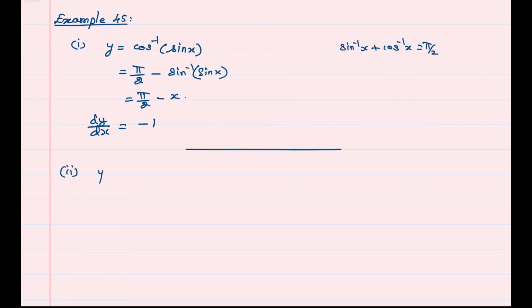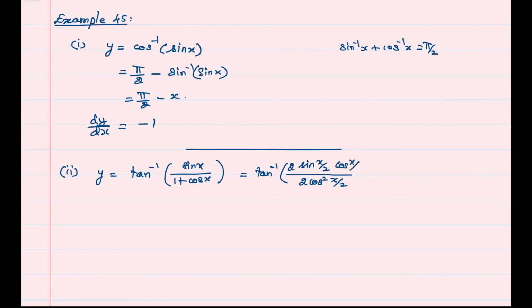Second subdivision, y is tan inverse of sin x upon 1 plus cos x. Here also we have an inverse trigonometric function outside and a big expression. Let us simplify this expression. 1 plus cos x is 2 cos square x by 2. So we will write the numerator also as 2 sin x by 2 cos x by 2. We can cancel cos x by 2 and 2. It becomes tan inverse of sin x by 2 divided by cos x by 2, which is tan x by 2.